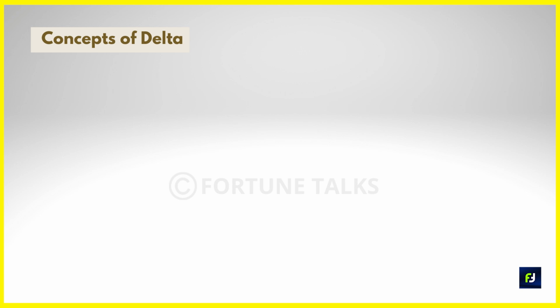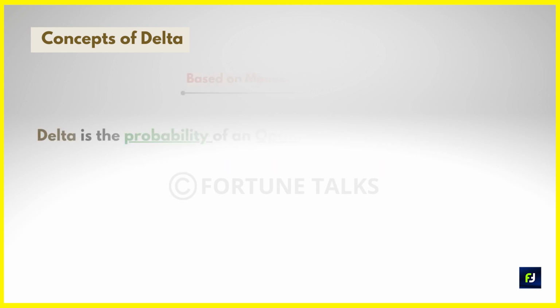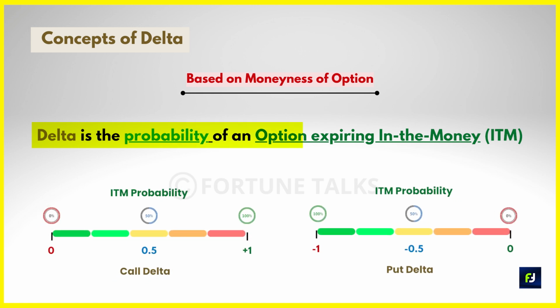So far in this video, I have defined delta as the rate of change in the price of an option for every 1 point move in the price of the underlying asset. In reality, there is another way of looking at delta, that is by using the moneyness of options. Using this concept, delta can be considered as the probability of an option expiring in the money.